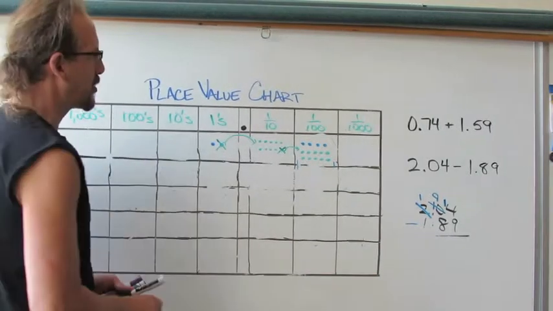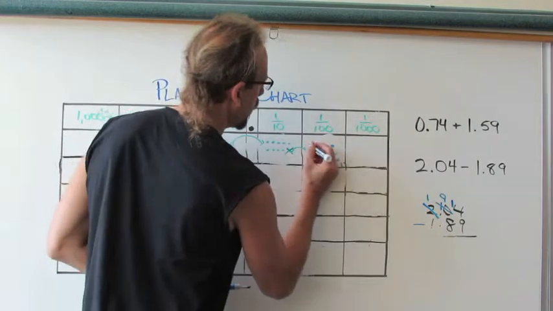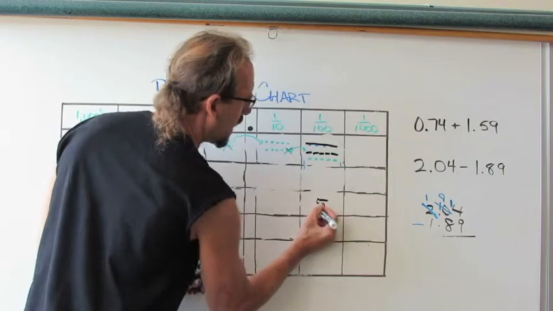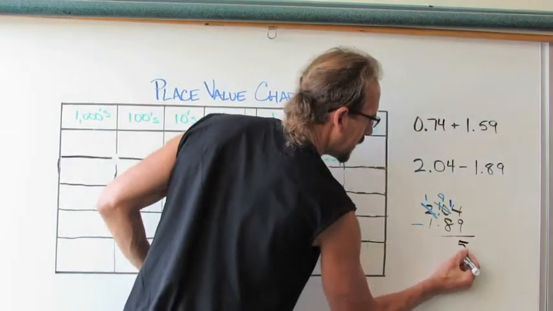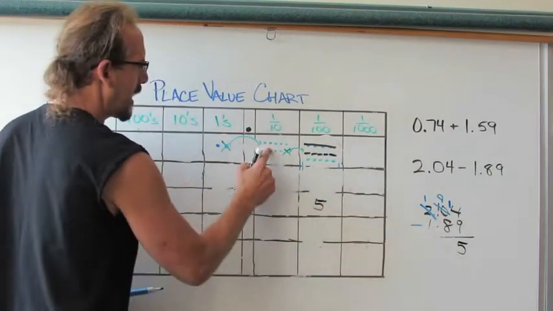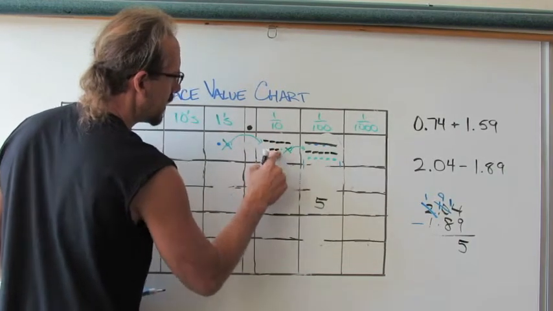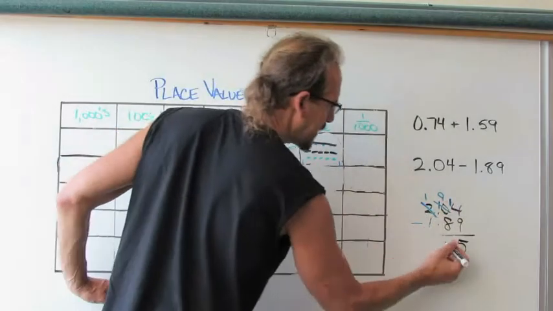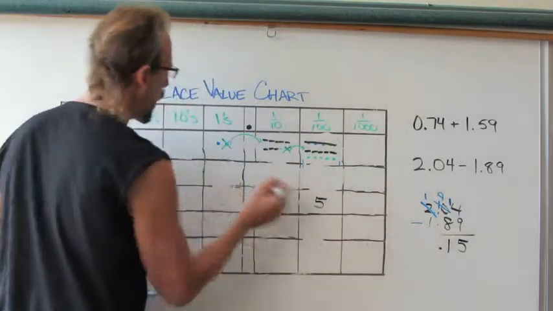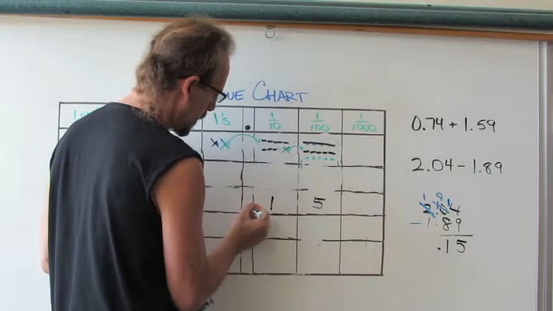Now I can do the subtraction. I take away 9 from here: 4, 5, 6, 7, 8, 9. Leaving me 5 left. 14 minus 9 is 5. I've got 9 here, and I have to take away 8 tenths. 9 minus 8. 1, 2, 3, 4, 5, 6, 7, 8. Leaves me 1 tenth. 9 minus 8 is 1. And I've got 1 here, and I'm supposed to take away 1. I've got nothing left. That leaves me with 15 hundredths.